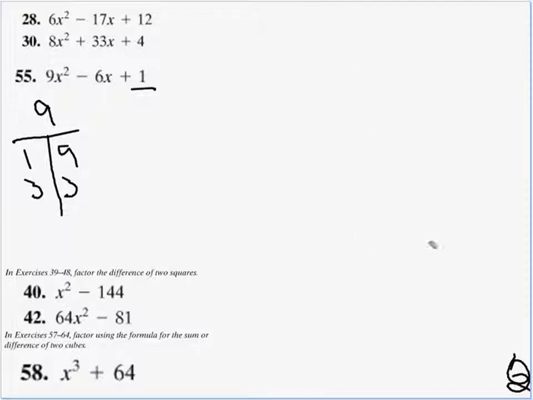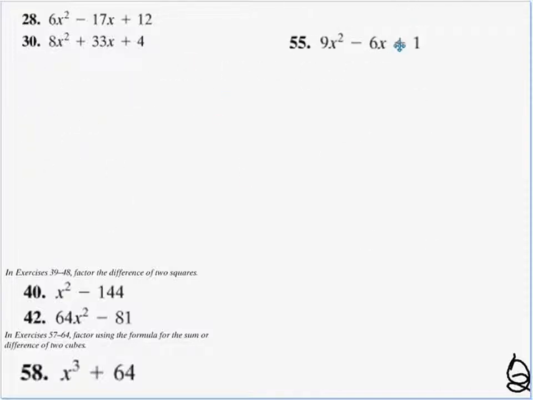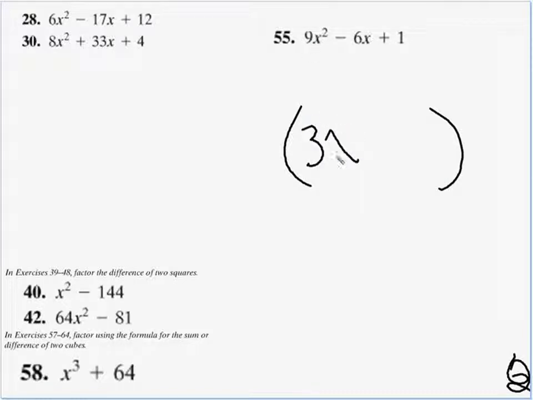Okay, now that I've seen that it was more of a perfect squared binomial problem, this 9x squared, if I square root the 9, I get a 3. The square root of x squared is x. The square root of 1 is 1. Bring down the middle sign, and then this would possibly be our binomial squared.